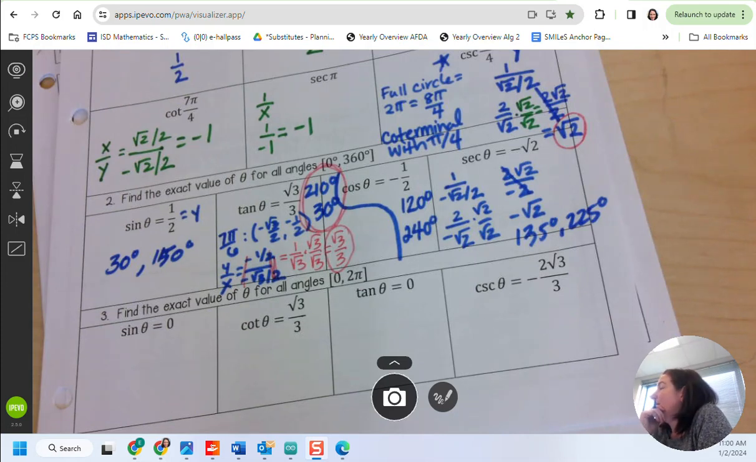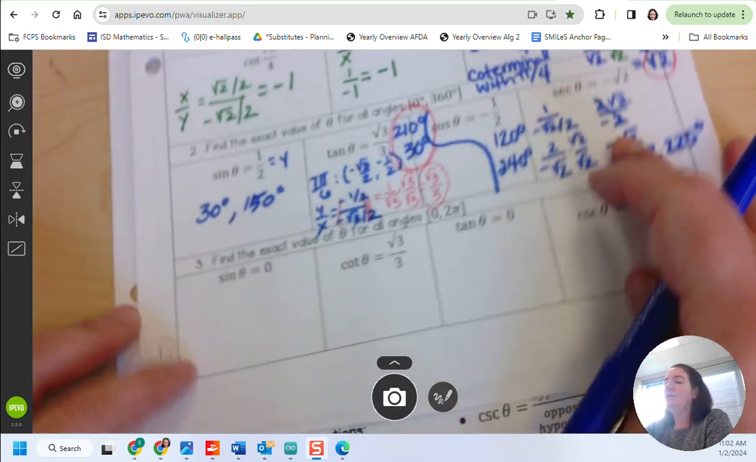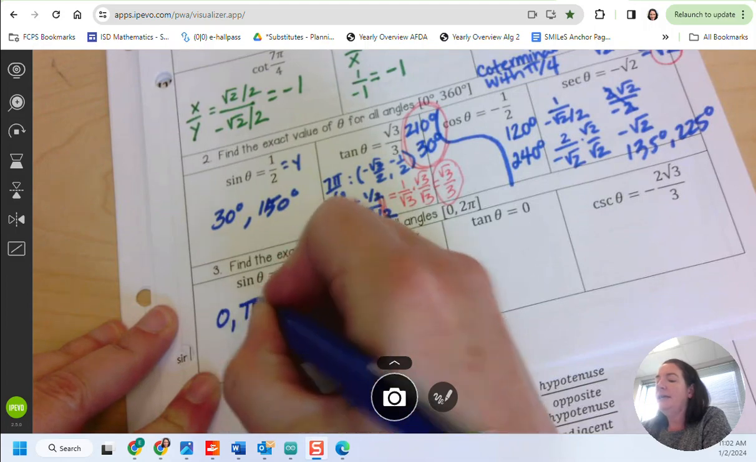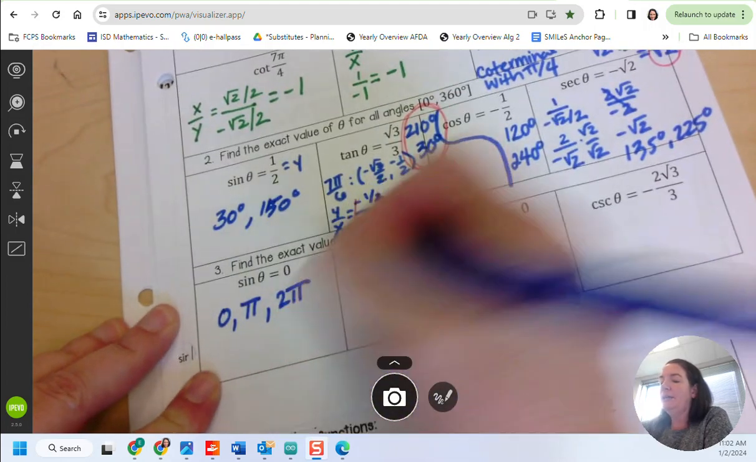This next one is asking you to do pretty much the same thing, only to give your answers in radians. So let me give you a few minutes to work out those last four, and then we have something new on the next page. All right, so sine theta equals 0. That happened at 0 radians, pi radians, and also at 2 pi radians.